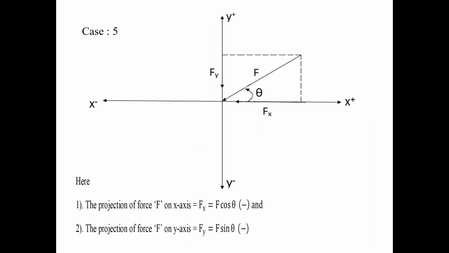Then the fifth condition: here the direction of force F is reversed. Then the projection Fx direction on the x-axis is towards the negative x-axis direction. So Fx is the negative projection. The projection Fy direction is towards the negative y-axis. So Fy is the negative projection.